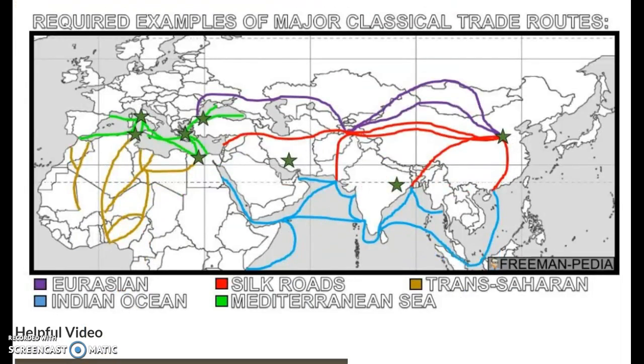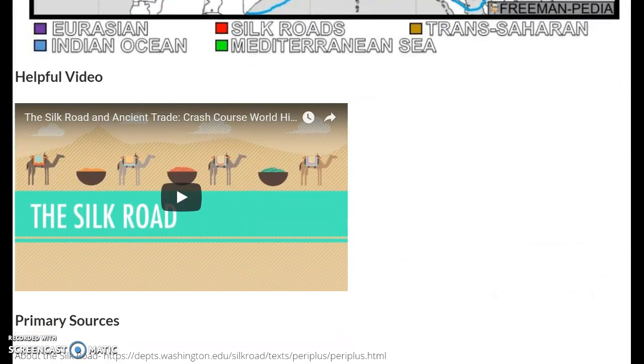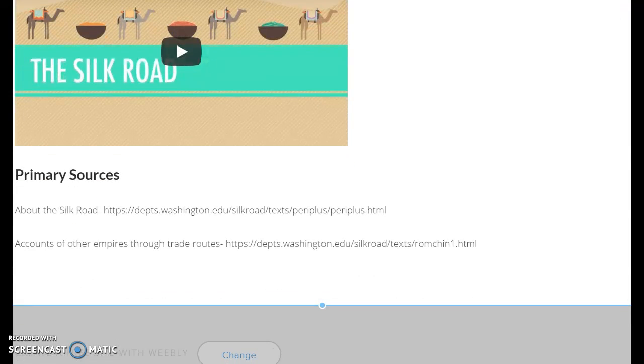This is another map of the trade routes and the major cities along these trade routes, so you can see where they were. A helpful video is a Crash Course about mostly the Silk Road and other trade routes that were affected. Primary sources, they're both about trade routes and the Silk Road, which is what was mostly talked about in this key concept. And that's all.